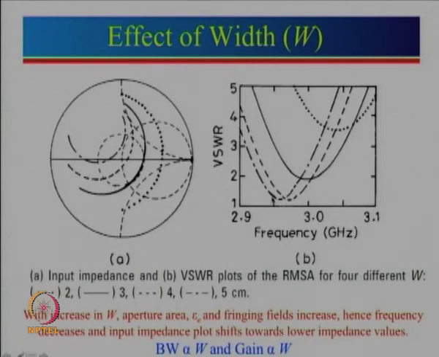Just think about, if the width is increasing, we saw the expression for epsilon effective, larger is the width, epsilon effective will keep on increasing. So, if epsilon effective increases, resonance frequency will decrease. Also, if the width is large, fringing fields will also increase. And now coming to this here, this can be explained as the width increases, there will be more and more fringing field, that means there will be more radiation. So more radiation means more losses, and that is radiation losses.